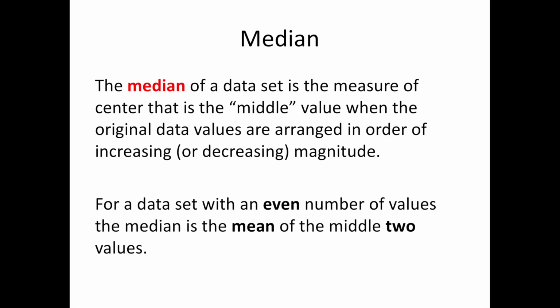Now, when there's an odd number of data values, it's pretty easy to do. We just pick the middle value. But when there's an even number of values, say 6, what we'll do is we'll take the mean of the middle two values. So we'll take the third and fourth value and find the mean of those two and report that as the median of our data set.